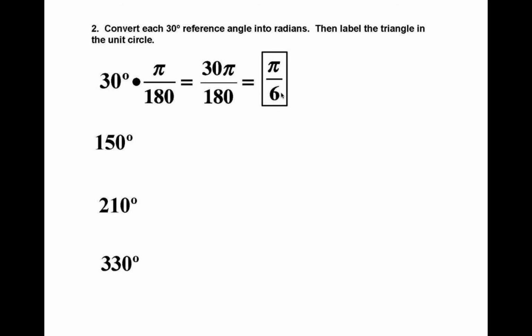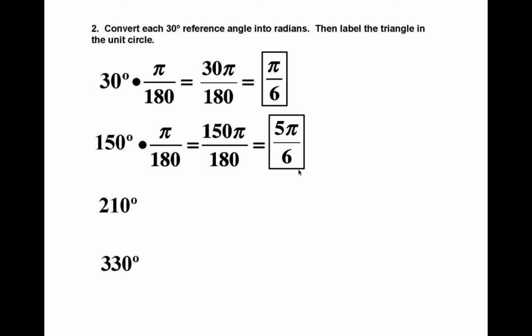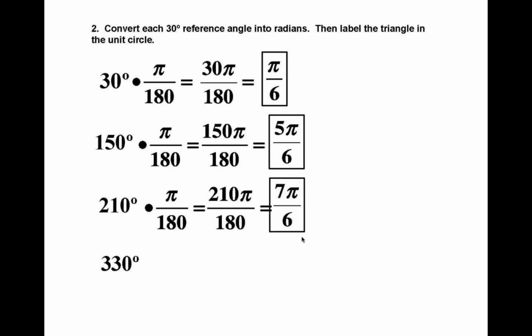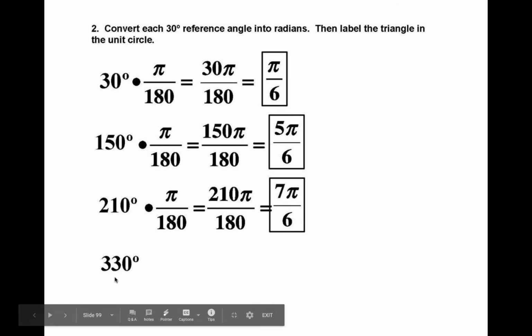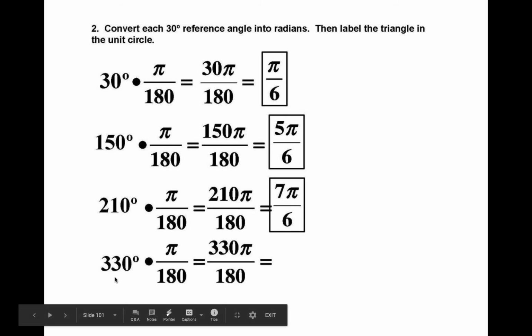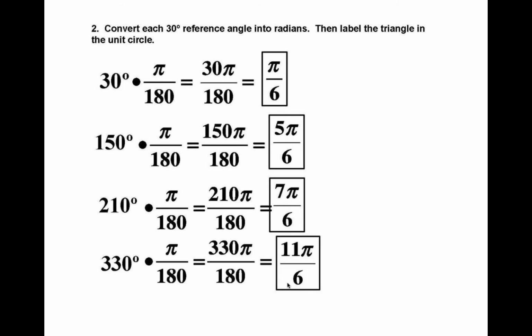So whenever you see a denominator of 6, you should be thinking 30 degrees. So if I multiply 150 by pi over 180 and then reduce that fraction, I get 5 pi over 6. 210, when I multiply it and reduce, I'm going to get 7 pi over 6. And 330 degrees is 11 pi over 6.